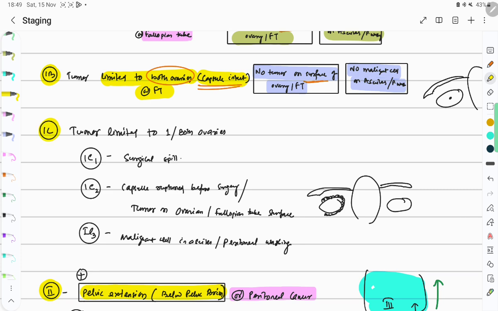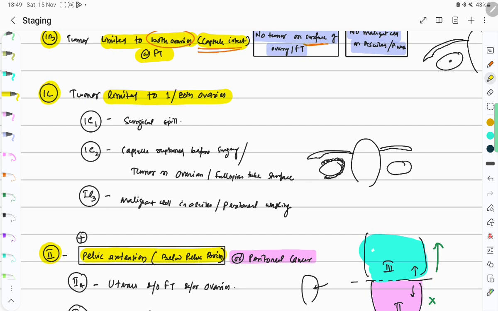Then coming to 1C. 1C is tumor limited to one or both ovaries, but there are 1C1, 1C2 and 1C3. 1C1 is surgical spill. That means you are doing a surgery for ovarian cancer, a staging laparotomy. During the surgery the ovary or cyst ruptured, and the malignant cells spill into the whole peritoneum. So now the staging has changed to 1C1. We will call it surgical spill.